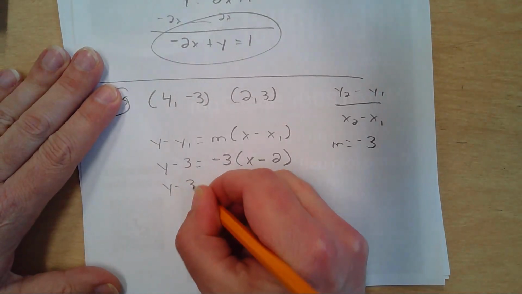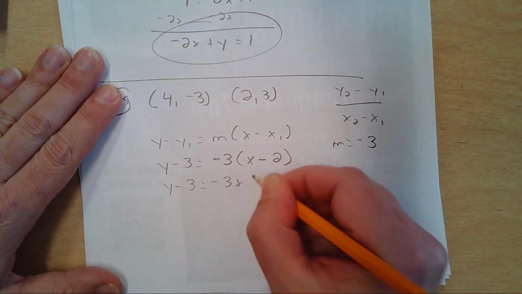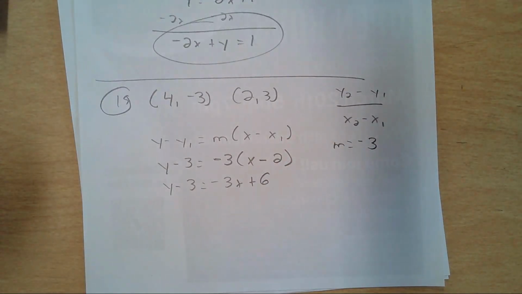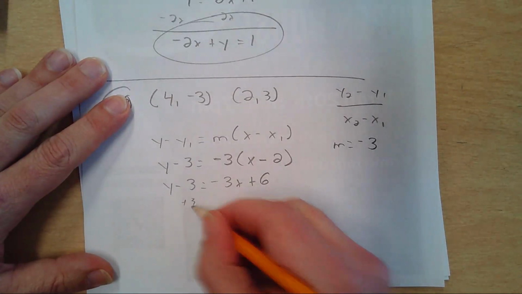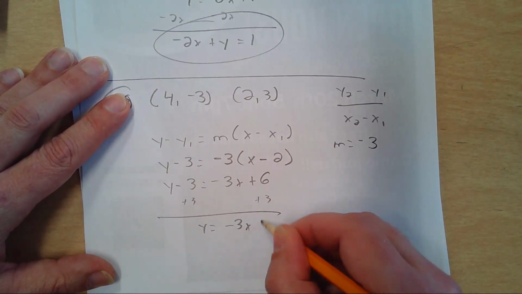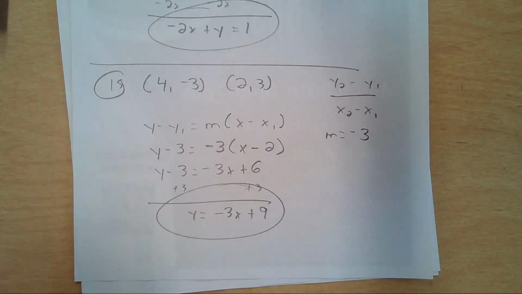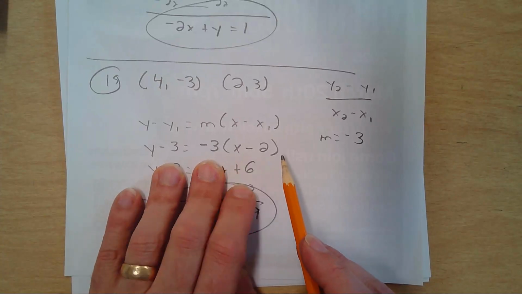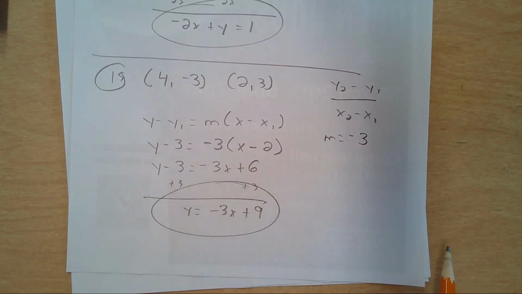So y minus 3, negative 3x, negative 3 times negative 2 is a positive 6. Add the 3 to both sides. Y equals negative 3x plus 9. I've got times 3 and 6, or 3 and 2. Right, yeah, double negative, positive outcome here.